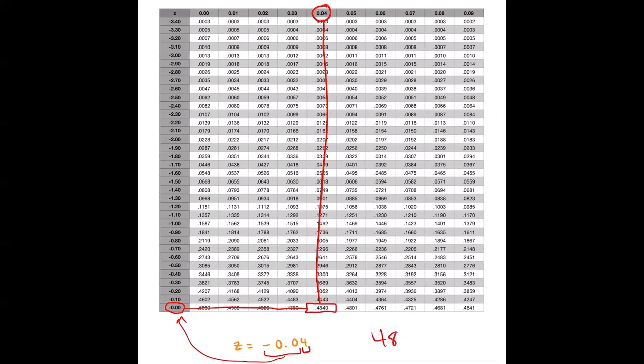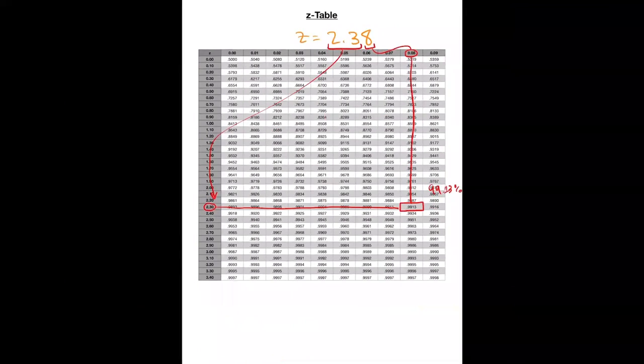48.4% right there. And so this means that 48.4% of the data is to the left of z equals negative 0.04. So this looks a little weird, having that negative 0.0 row, but it is necessary for those z-scores that fall in that range of 0 to negative 0.09, as you can note right up there. So that's a little bit of a caveat here.